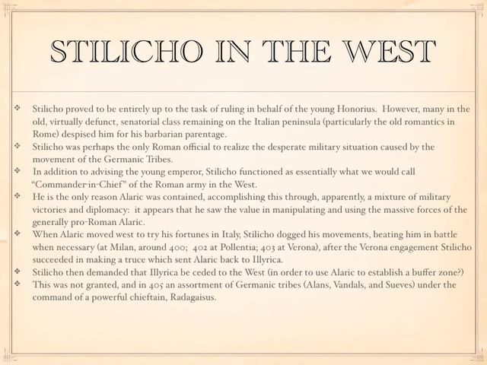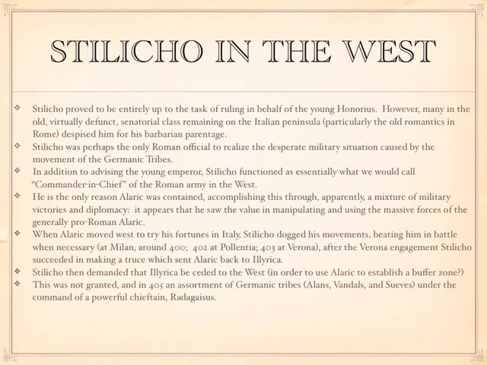In 405, Stilicho's prediction proved correct. An assortment of Germanic tribes, Alans, Vandals, and Suebi, under the command of a powerful chieftain, Radagaisus, invaded Illyricum, and apparently their intent was to sack both Rome and Constantinople, effectively reducing the empire to rubble and taking over themselves.